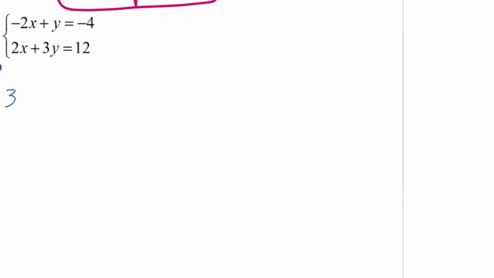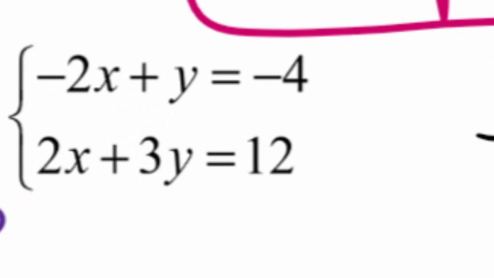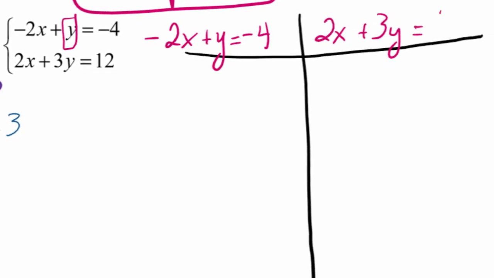3, 3. All right, problem number 4. We're going to take a look at these two equations, and we're looking for one of the variables to have a coefficient of 1. Do you see it? It's in the first equation, isn't it? This y by itself right here. Okay, so that means that we're going to use the first equation on the left side of our table, and then we're going to use the second equation on the right side of our table.